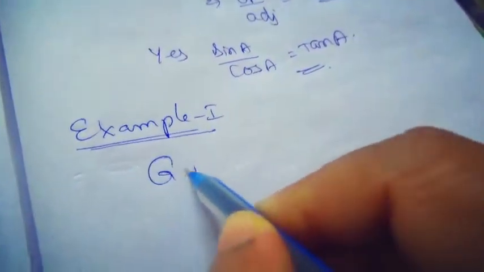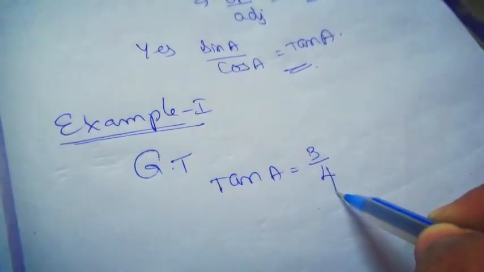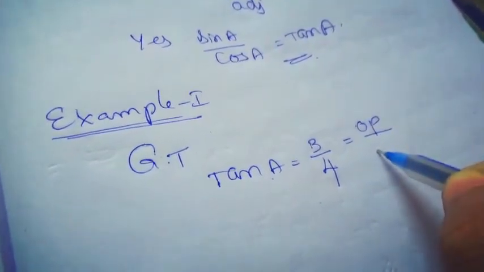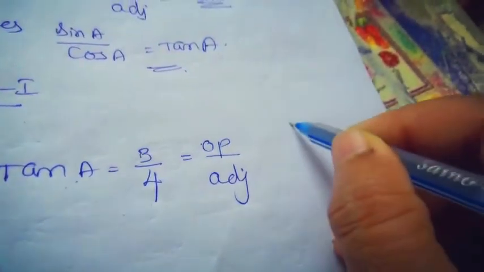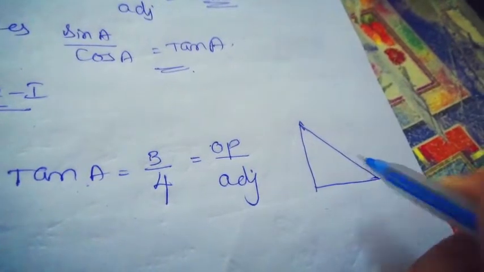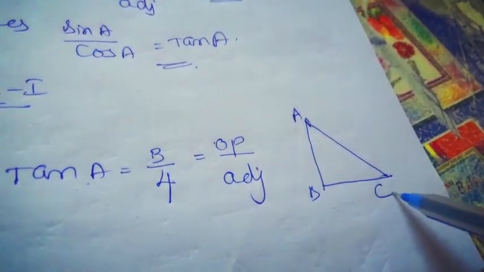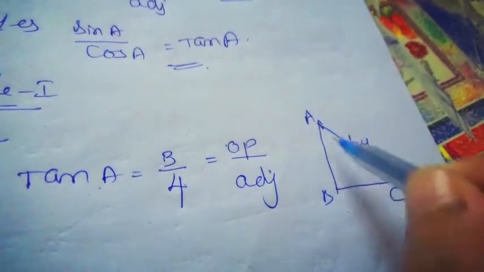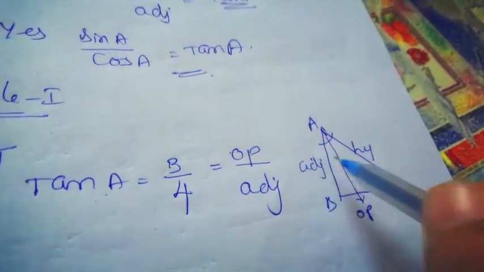Here, given that tan A is equal to 3 by 4. We know that tan A is nothing but the length of the opposite side by the length of the adjacent side. We just draw the figure for this. We draw a right angle triangle, with vertices A, B, C. Here is the hypotenuse, this is the opposite side for A, and this is the adjacent side.